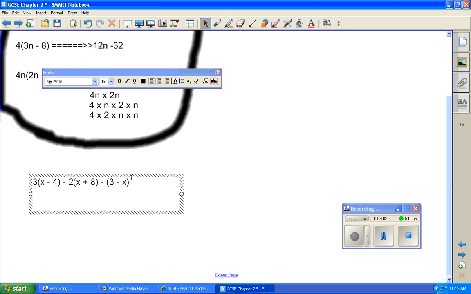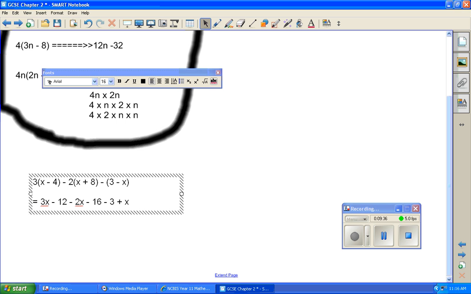Now the question here is, can we reorganize this, multiply everything out, and then put everything back in simple order? The first one should be easy. Yep, that's right, 3x - 12, well done. And the next bracket, don't forget about the negative. Very good. Negative 2x take 16. And the final bracket, don't forget the negative. Don't forget 2 negatives make a positive. So we get minus 3 plus x.